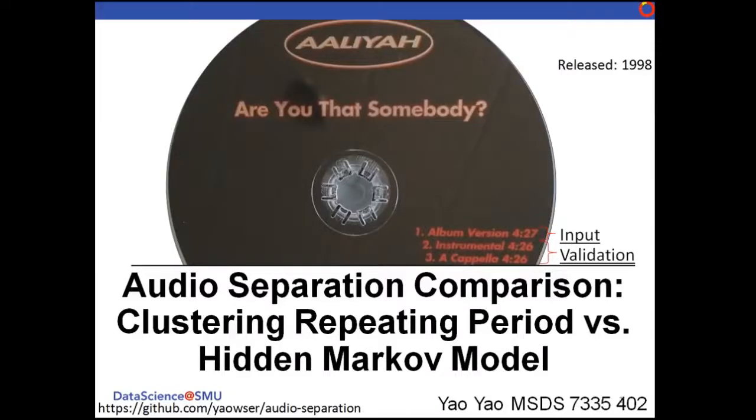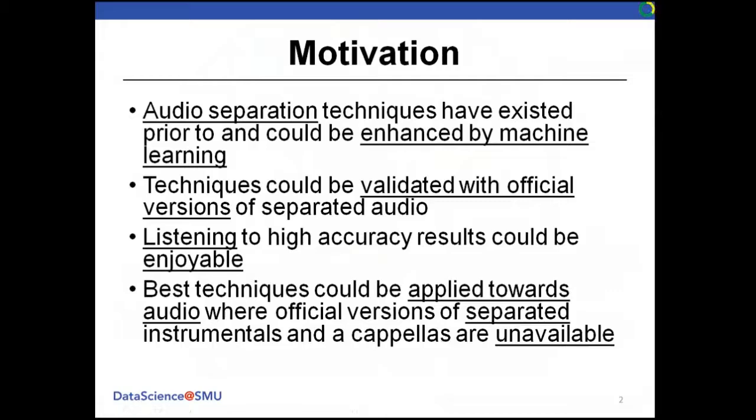So my project is audio separation comparison between clustering, repeating period, and hidden Markov model for my machine learning project. The input is the album version. The validation is the instrumental and the a cappella of a CD that's released in 1998. So the motivation is that audio separation could be enhanced by machine learning.